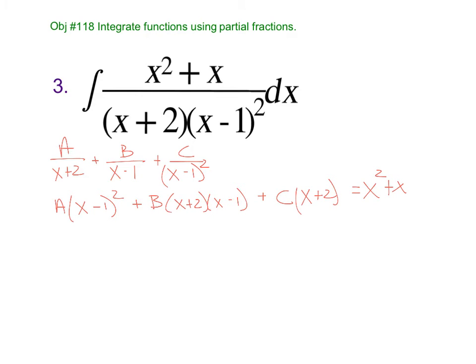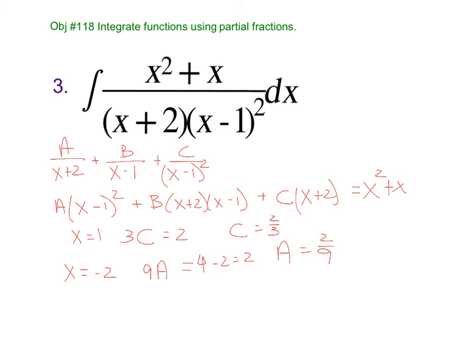I'm going to start with x equals 1. That makes a and b 0, so I get 3c equals 2, so c is 2/3. I'm going to let x equal negative 2. That gives me 9a, negative 3 squared, and then b goes away, c goes away, equals 4 minus 2, which is 2. So a is 2/9.